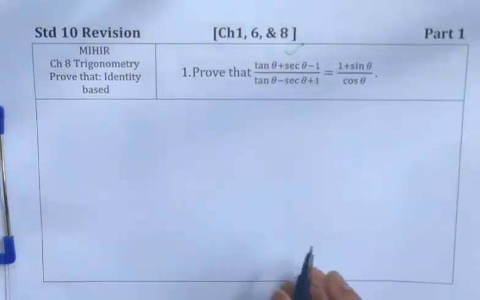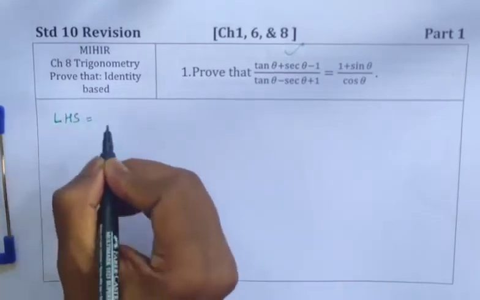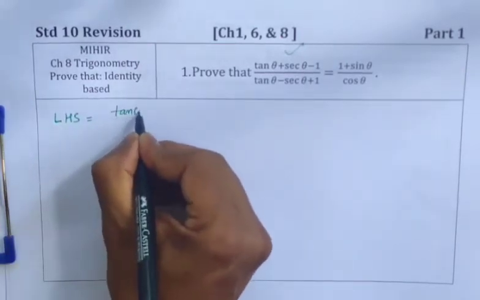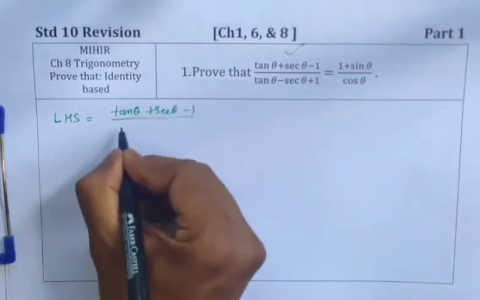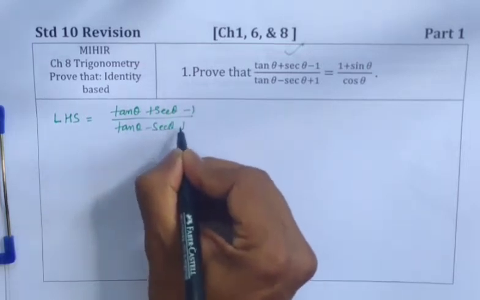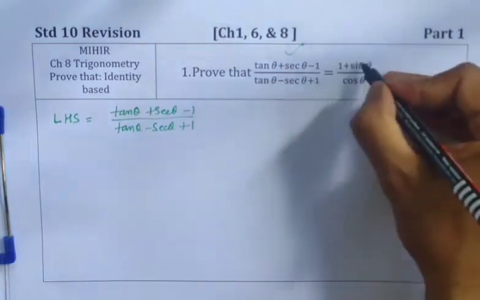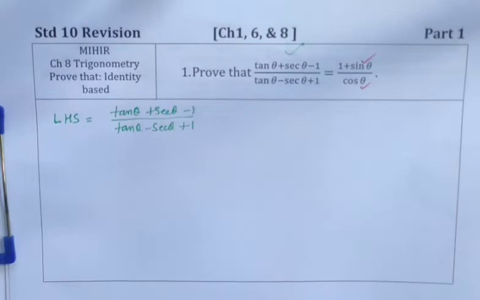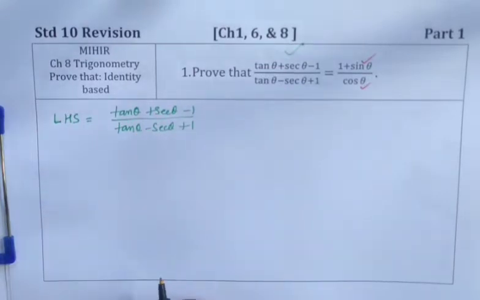One is this, very important. We have to prove that left hand side is equal to tan theta plus sec theta minus 1 whole upon tan theta minus sec theta plus 1. Children, watch the right hand side. It is not in terms of tan and sec. It is in terms of sine and cos. Correct? So, usko tan or sec mein convert karna hai aapko.